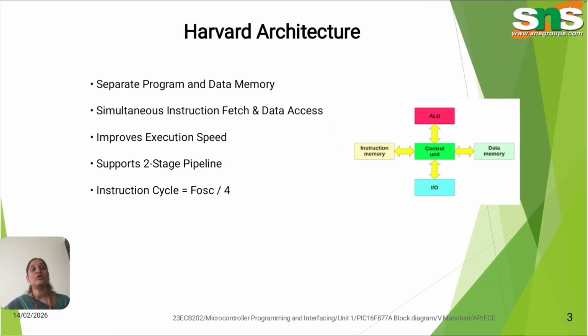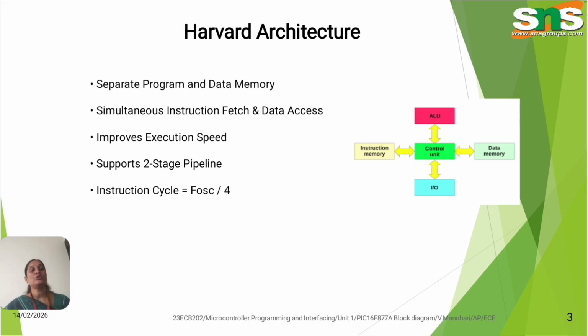Next, let's move on to hardware architecture. What is meant by hardware architecture? In this architecture, program memory and data memory are separate. Because of this, the microcontroller can fetch instructions and access data simultaneously. This improves execution speed. It also supports pipelining, where one instruction is executed while the next one is fetched. This is why PIC microcontrollers are faster than traditional ones.